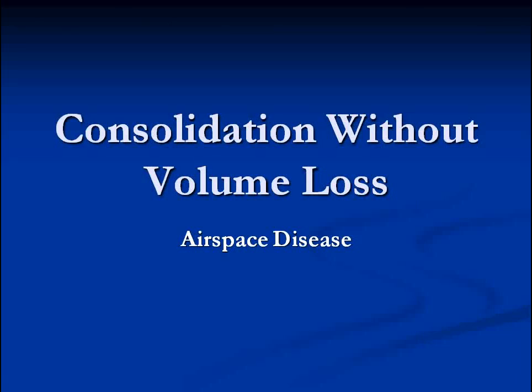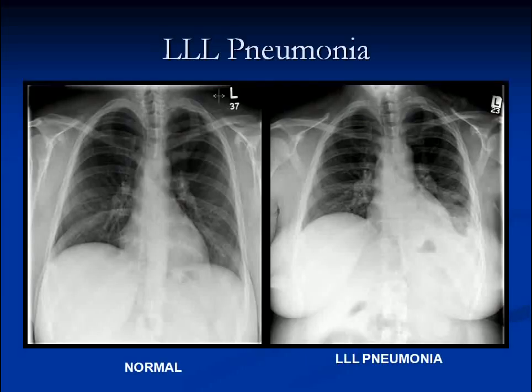So first of all, we're going to talk about consolidation without volume loss, and this is also called airspace. So here we go. If we look at a chest x-ray, we can see this patient's normal chest x-ray on the left side, but on the right side we have lost the diaphragm. Okay, we've lost it completely. If you look through the heart, you can tell that there's white stuff back there, and this is consolidation. There's an air bronchogram going down there. There's no volume loss, so this is what a left lower lobe pneumonia looks like.